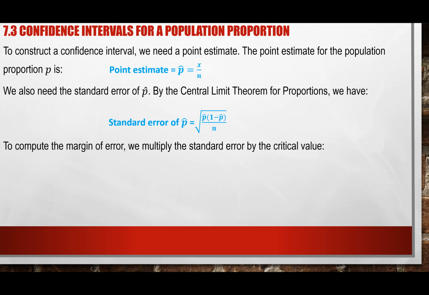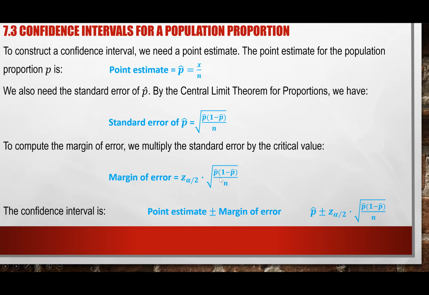The other thing we need to find a confidence interval is a margin of error, which is a critical value times the standard error. To find a proportion, we go back to the z critical value, which is the value on the bottom of your table A3. Once you have that, you take the critical value times the standard error, and that gives you the margin of error. Now, how do you find a confidence interval?